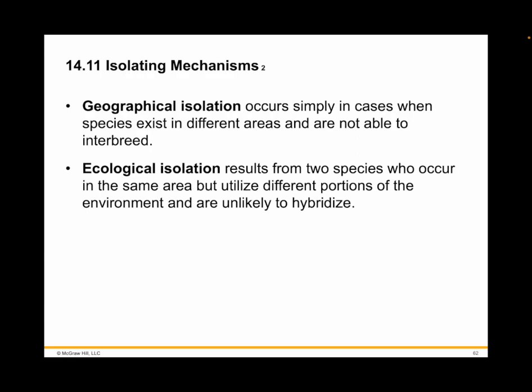Figure 14.27 shows that hybrids are possible. The liger is a hybrid of a male lion and a female tiger. A tigon is a hybrid of a male tiger and a female lion. These matings do not occur in the wild, but can happen in an artificial environment such as a zoo.